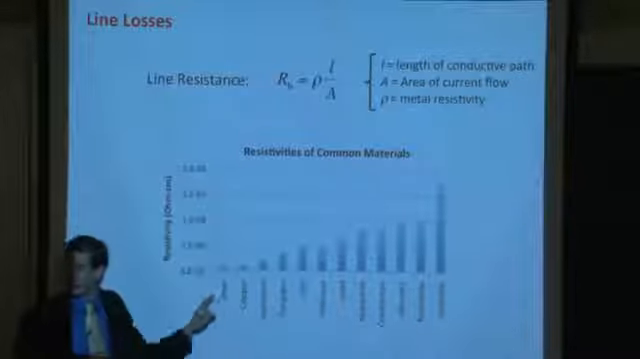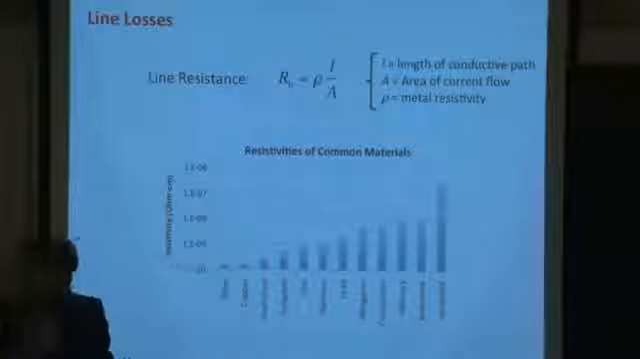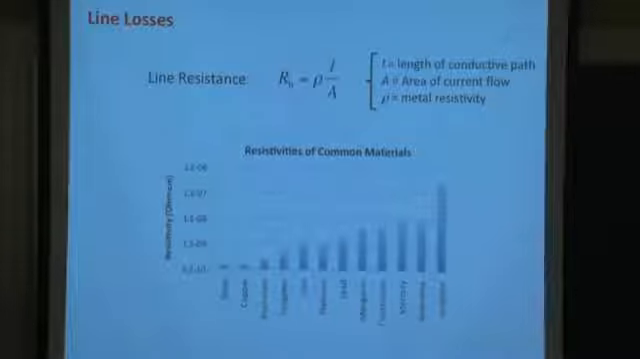So the rho, the metal resistivity, and resistivities of several metals and non-metal materials are given here. That's typically why you see silver contact metallization used for solar cells. It's because it has a very low resistivity, which means that the resistance line losses will be small.